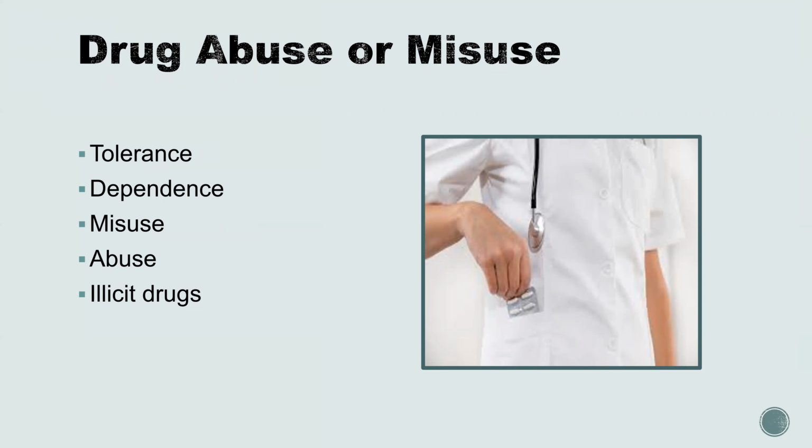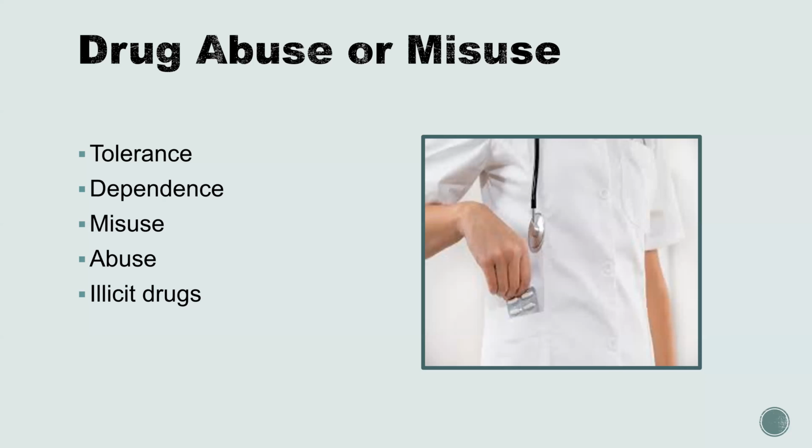So what is drug tolerance? Drug tolerance is a decreasing response to repeated doses of a medication. This person often requires more of the drug to achieve the desired effect over time. An example for this would be our cancer patients who may keep needing increased doses of opioids because they have been on them for so long. Okay, so that would be tolerance.